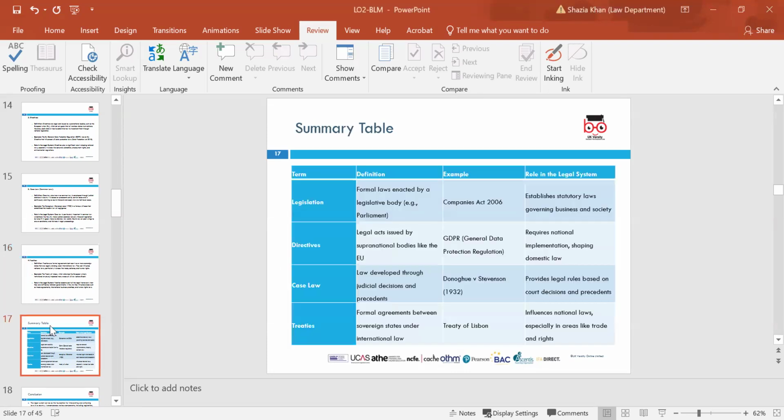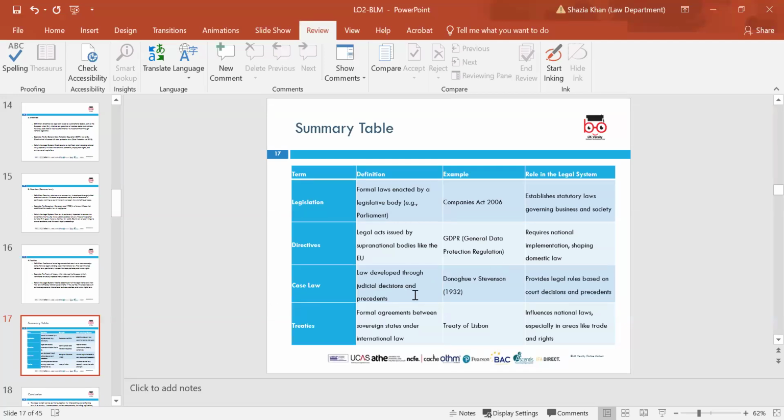Finally, looking at the summary table. The term legislation means formal laws enacted by a legislative body, for example, Parliament. The example we've given for businesses is the Companies Act 2006, and its role in the legal system is to establish statutory laws governing business and society. Directives are legal acts issued by supranational bodies like the EU. The example is GDPR, which protects individuals' personal data. Their role in the legal system is that they require national implementation, shaping domestic law.